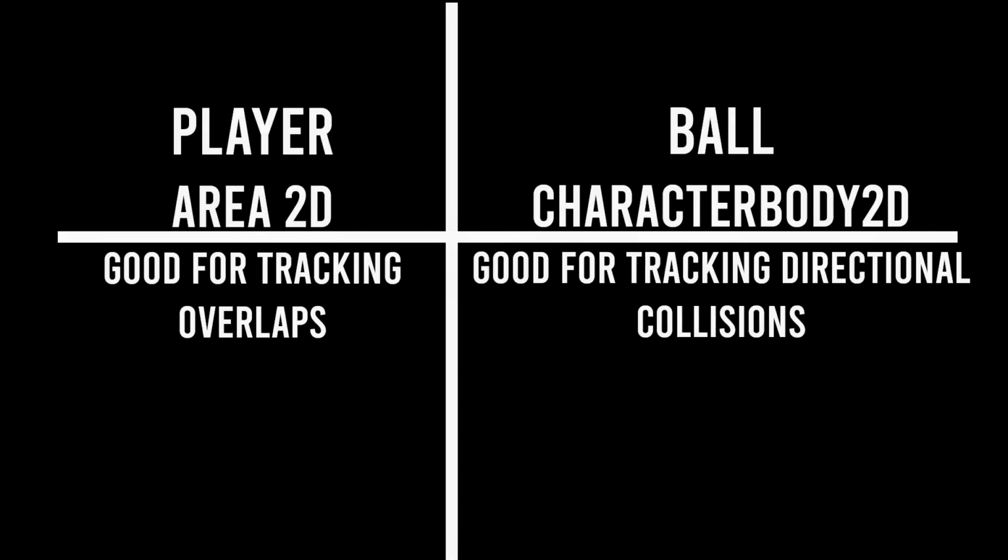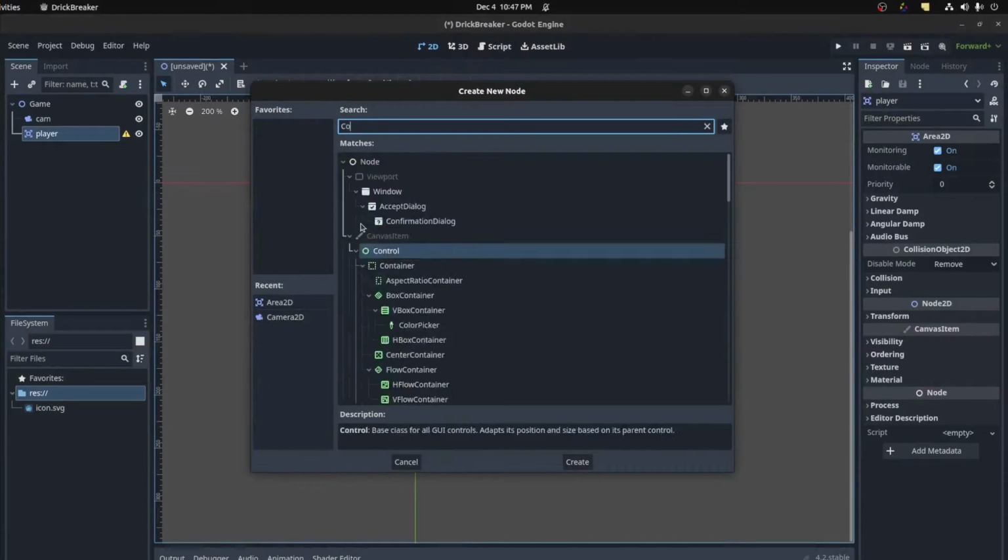First, we need a player, so I'm gonna use an Area2D for the player, and then for the ball, we're gonna use a CharacterBody. I know it sounds backwards, but let's see how that looks. So first, let's create a player.